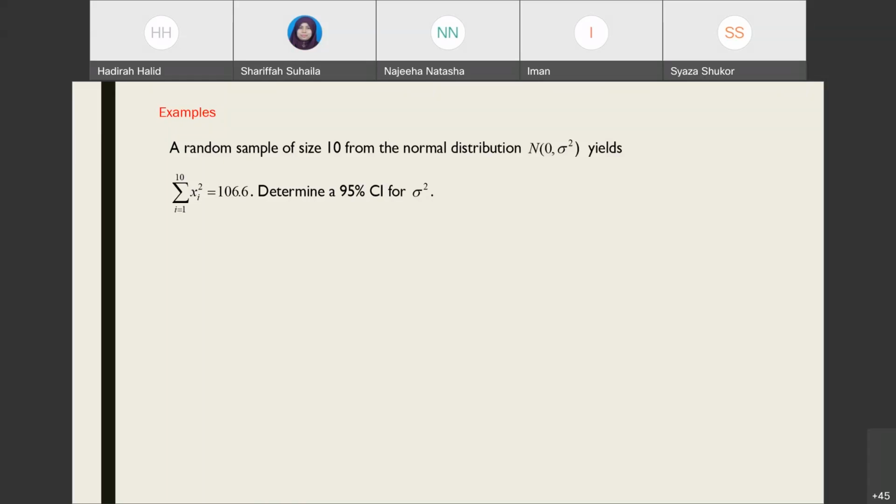How do you want to determine that one? Case 1 or case 2? Anyone? How do we consider that? Okay, Fazlin answered case 1. What about the rest? What is your opinion? Case 1. Case 1, yes. The reason? What is your justification, Iman?